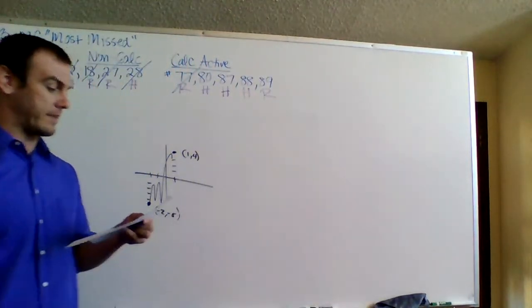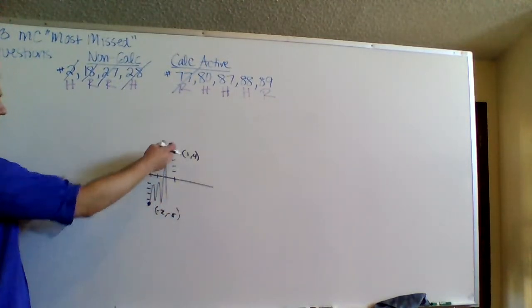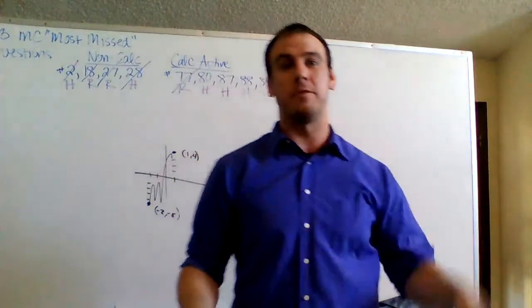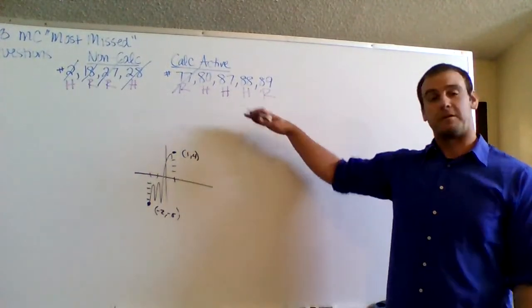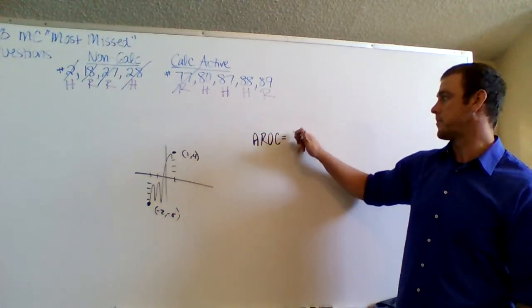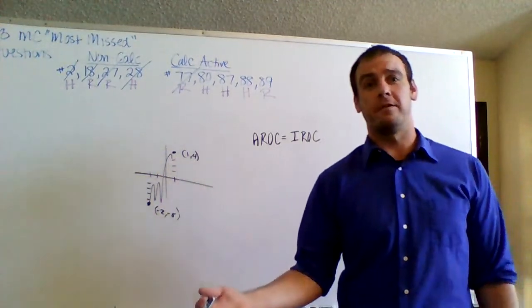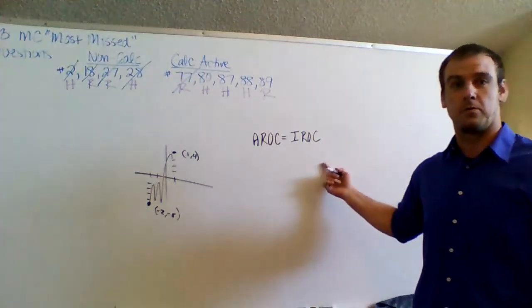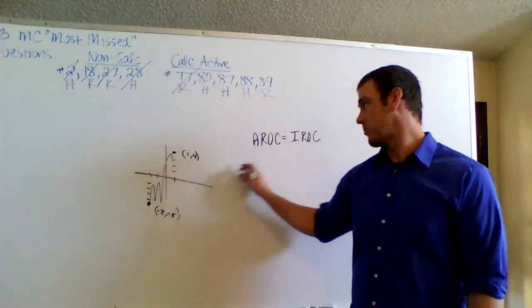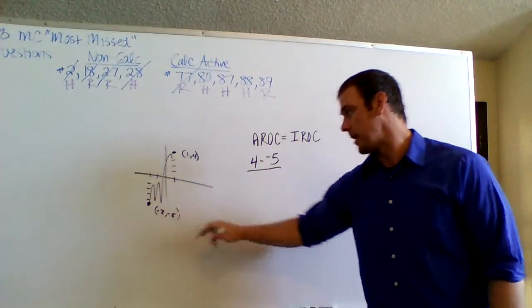B, there exists a C between -2 and 1 such that the derivative is going to equal 0. So as soon as we start talking about derivatives in these types of problems, we've got to be thinking MVT. We are differentiable, so I'm going to do AROC equals IROC and see if it works out. The only way you can guarantee a derivative is ever going to be something is basically through MVT. So average rate of change: we know it's going to be 4 minus -5 divided by 1 minus -2.